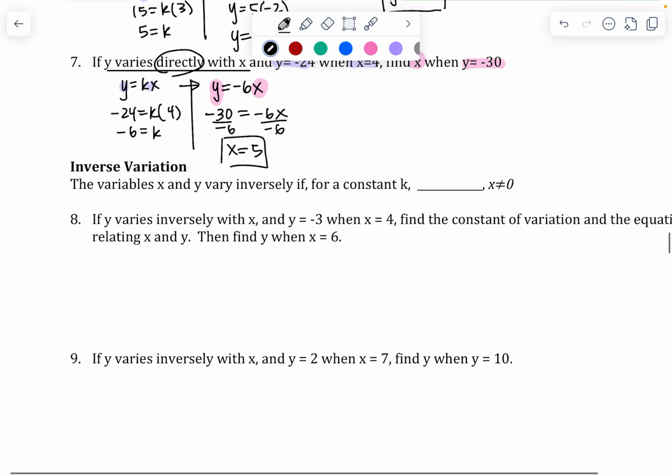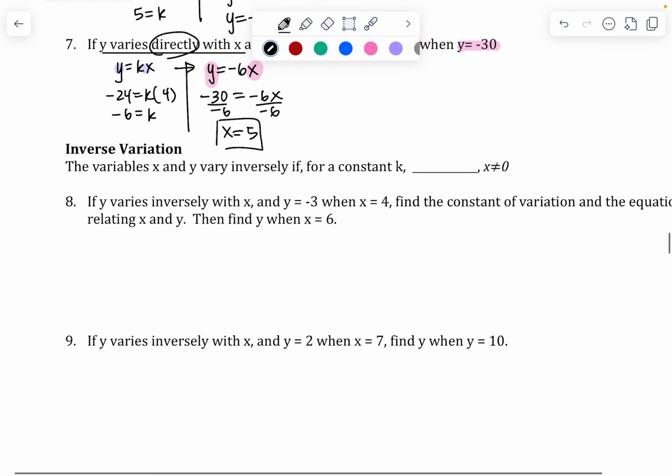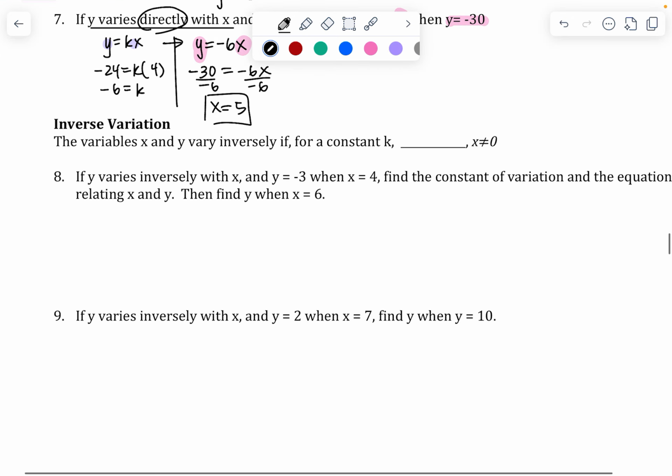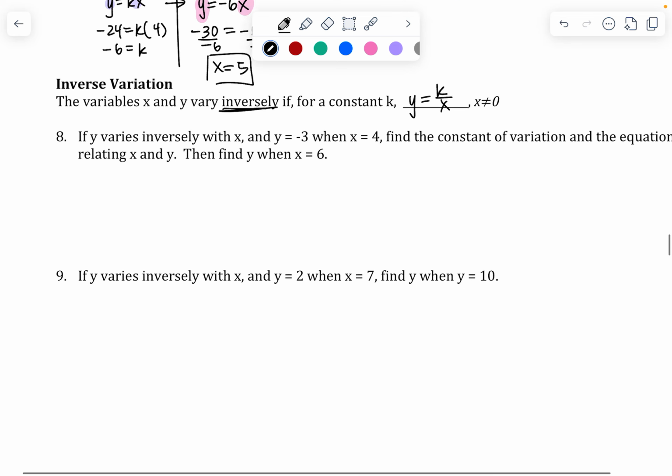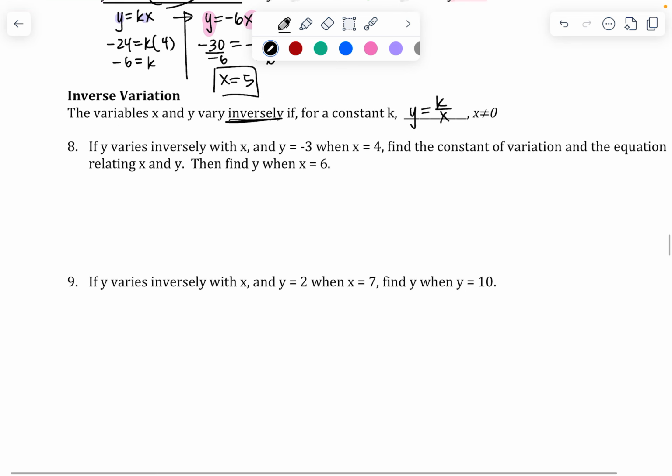Okay, so for inverse variation, it's very similar, only our equation is different. And so if you see the word inversely, instead of writing y equals k times x, you're going to write y equals k over x. X is now the denominator. And so here it says y varies inversely with x, so immediately y equals k over x.